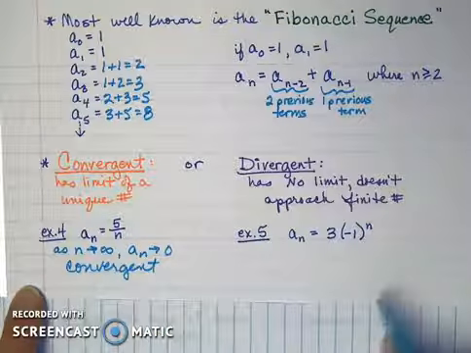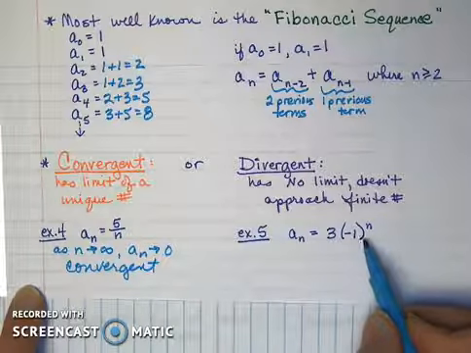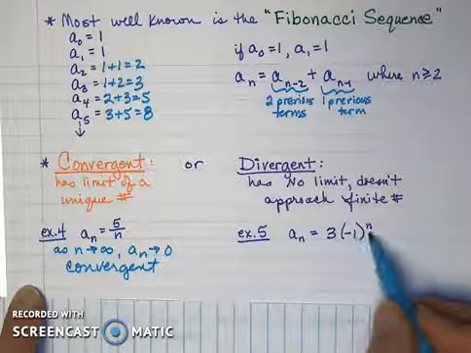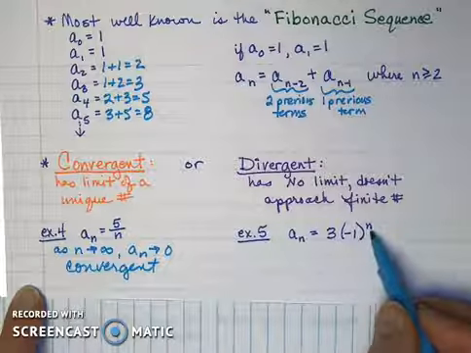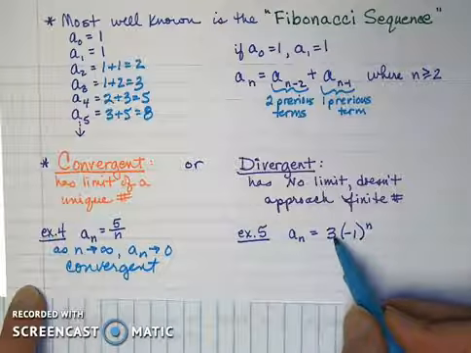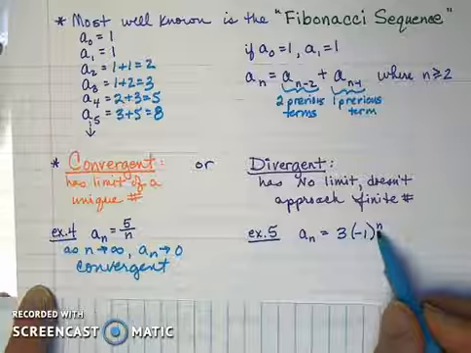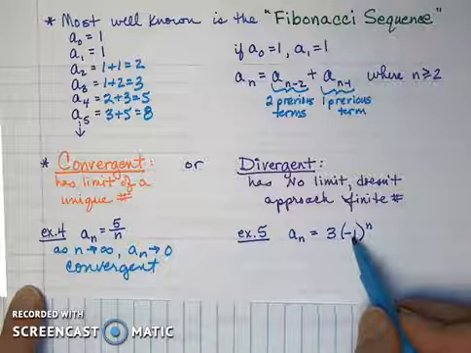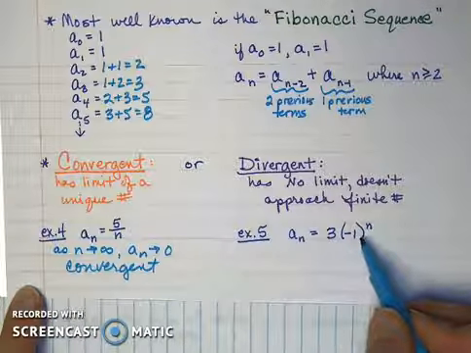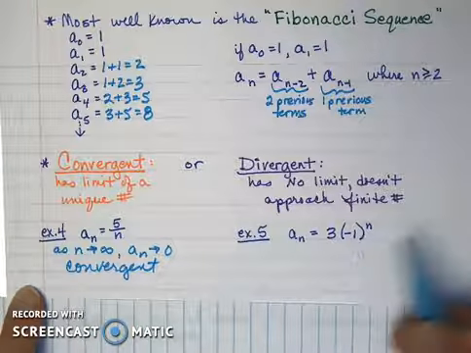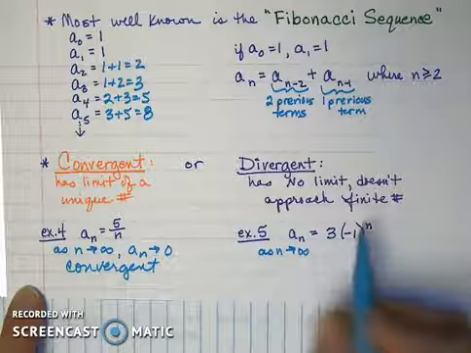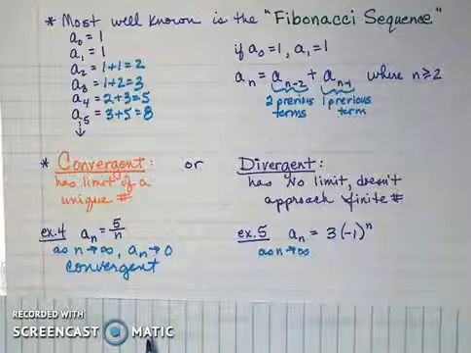But here in this particular sequence, because it's -1 to the n, depending upon if n is odd, then this will always be a -1, and that will always be -3. If n is even, then this will be +1, and then we always have a +3. So you can't approach just one number. You're either going to be at -3 or you're going to be at +3. So as n approaches infinity here, it depends on whether it's odd or even.